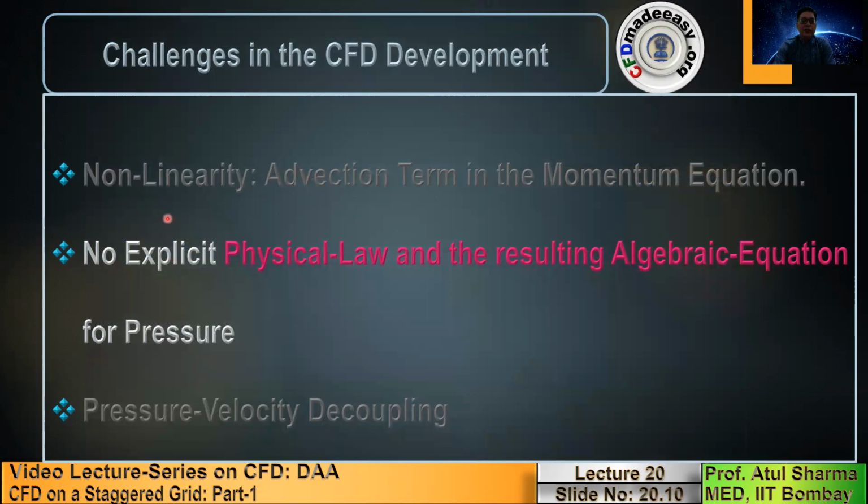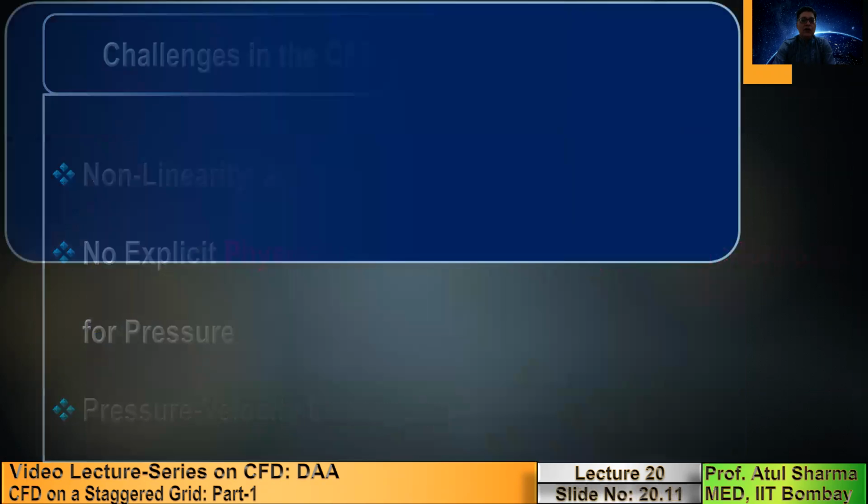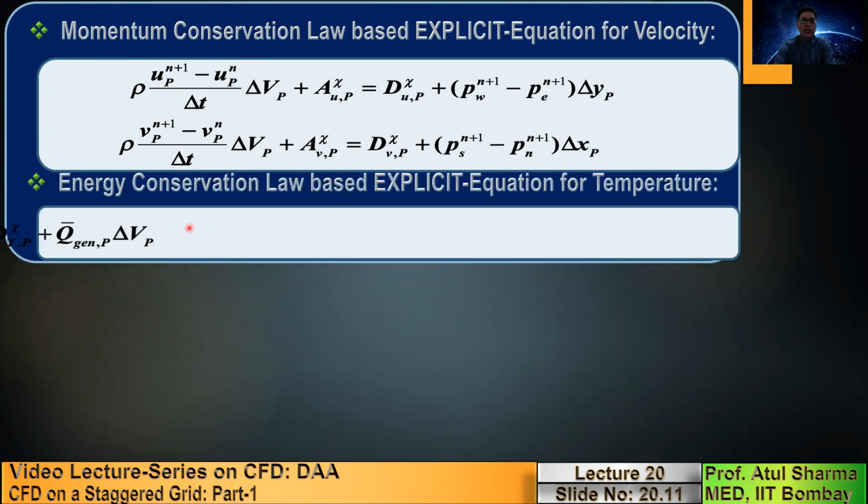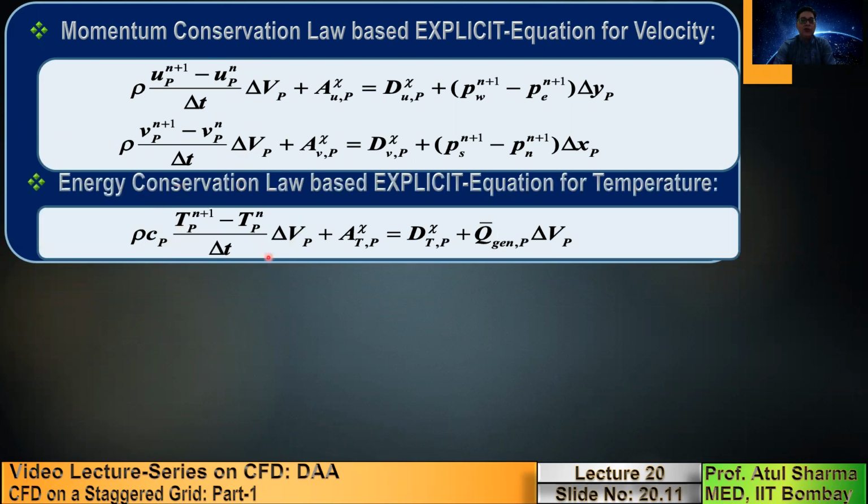The second challenge, which was in the early days of CFD development, is that you do not have an explicit physical law and the resulting algebraic equation for pressure. You have laws which say rate of change of x momentum, rate of change of y momentum. You have a law which says rate of change of enthalpy.